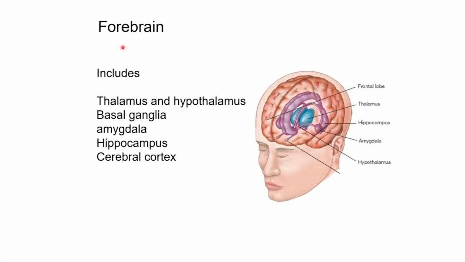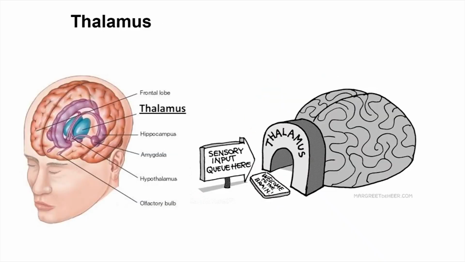And now let's look at the forebrain, which is the more interesting part of the brain because it controls voluntary movement. The forebrain also includes multiple structures. Some of the prominent structures are thalamus and hypothalamus. Thalamus is shown in blue here in the middle. It also includes basal ganglia, amygdala, hippocampus, and the cerebral cortex, this large structure which has grown the most in humans compared to other animals. Let us look at different forebrain structures one by one.